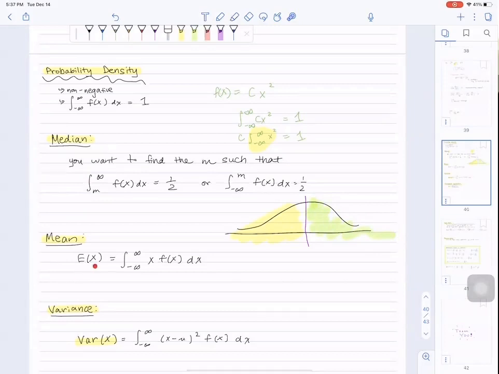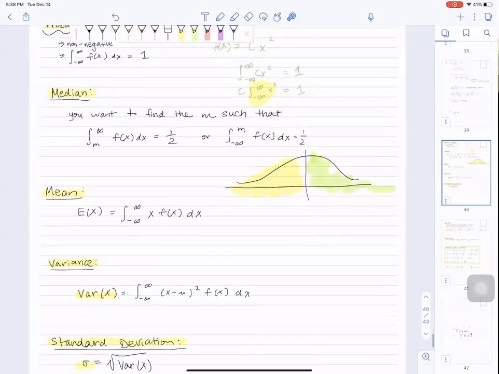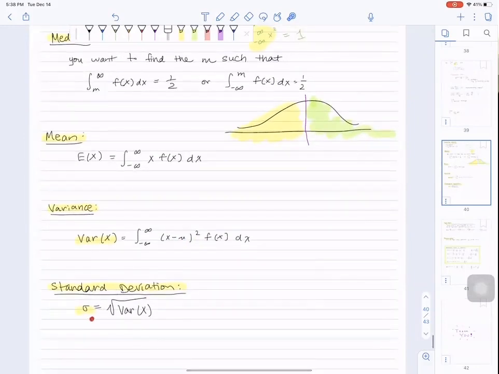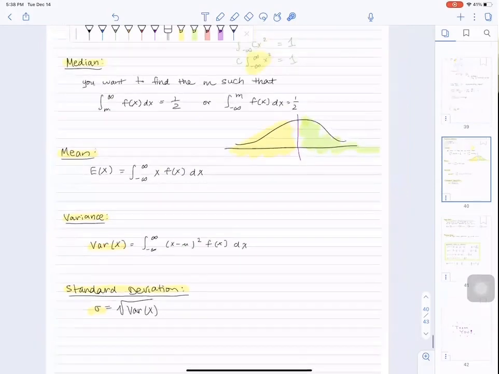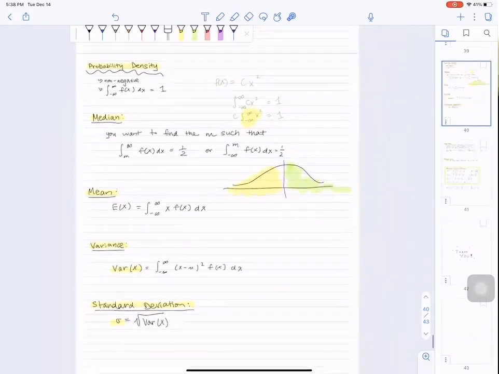Okay, and for the mean, this is also a formula. You do this integral of x times f of x. For variance, you just have this extra part, x minus mu squared times f of x. Standard deviation is the square root of your variance. Okay, questions on probability density? These should all be formulas, so you can follow them. Sometimes these integrals may also be difficult, so you can use substitution or integration by parts.